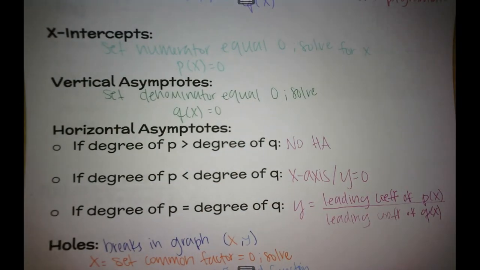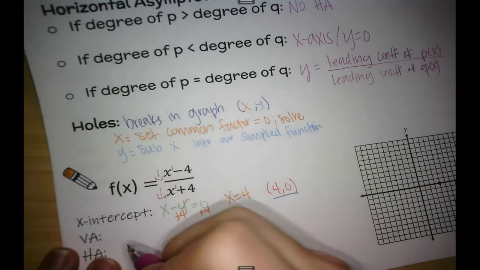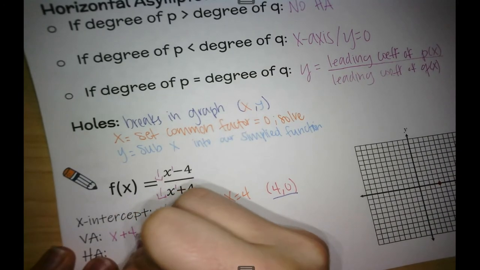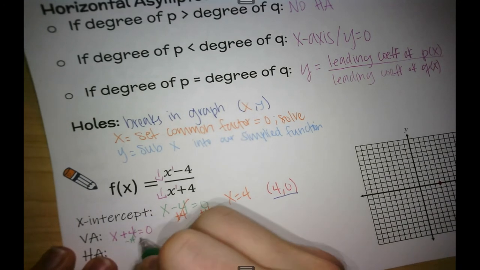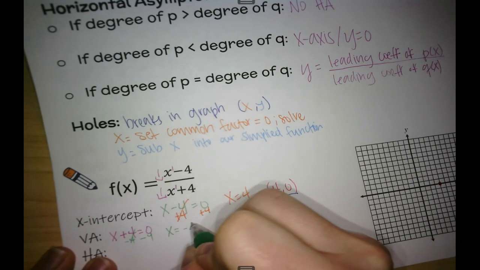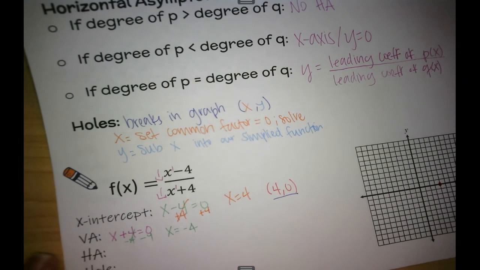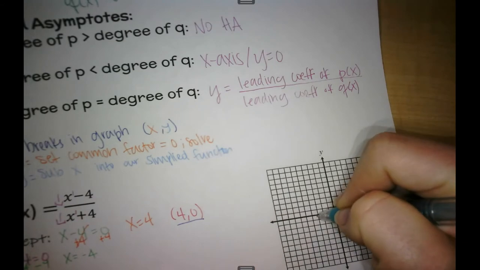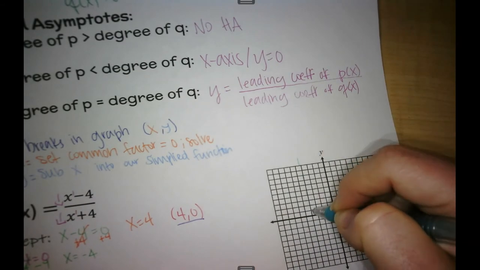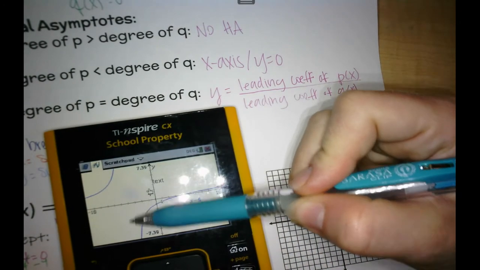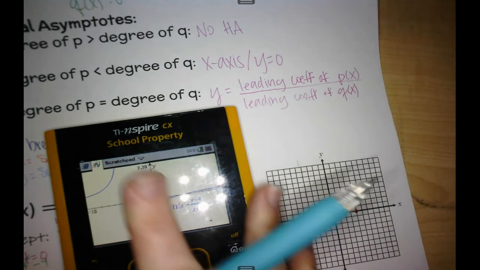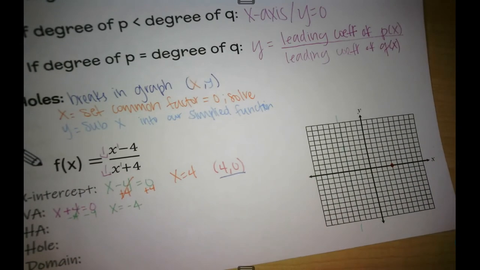Okay, our vertical asymptote, we said set the denominator, the bottom one, equal to 0. So x plus 4 equals 0. Got to get that x by itself. It's adding 4 this time, so I'm going to subtract 4 from both sides. So x equals negative 4. So where x is negative 4, we've got this vertical asymptote right here. And you can see that from the graph. You can see that there's a vertical asymptote. I'm sure, again, on this calculator, you could find it. I just don't know how to.